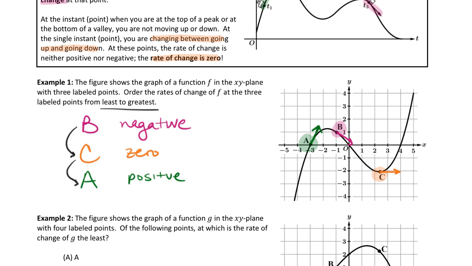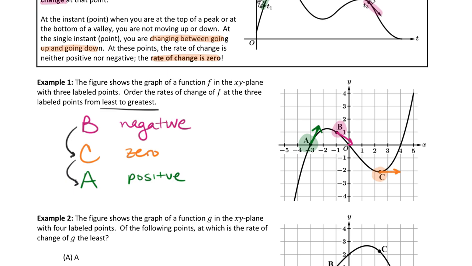Now in this class, we're not going to get exact numbers necessarily for the instantaneous rate of change, but we can still compare the ideas of them. B is going to be the lowest rate of change because it's going down. C is going to be the middle one because it's 0. And then A is the largest number because it's a positive number.